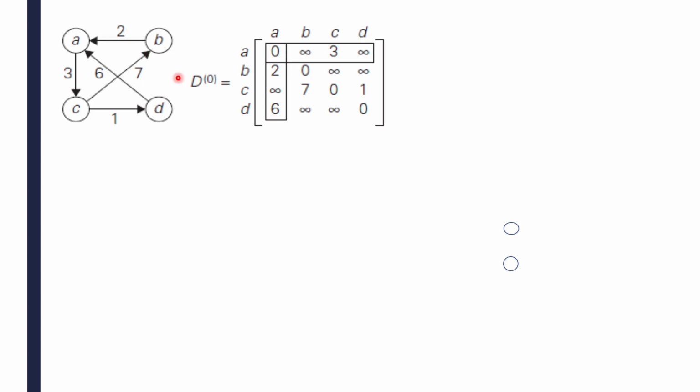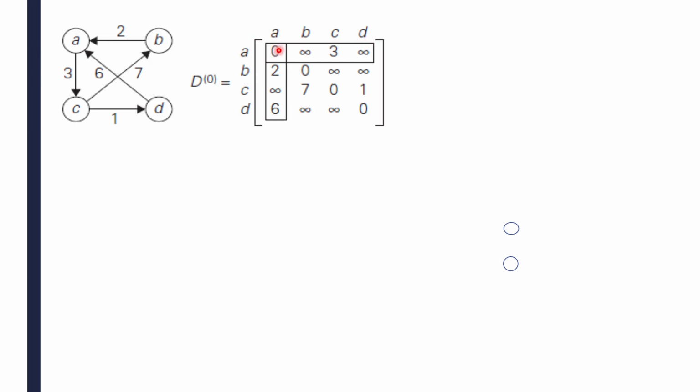So for finding that, first we have to find D0, and D indicates the distance matrix, and 0 means no intermediate nodes, direct only. So this one, A, B, C, D, these are the rows. Rows indicate your sources, and the columns A, B, C, D indicate your destinations.